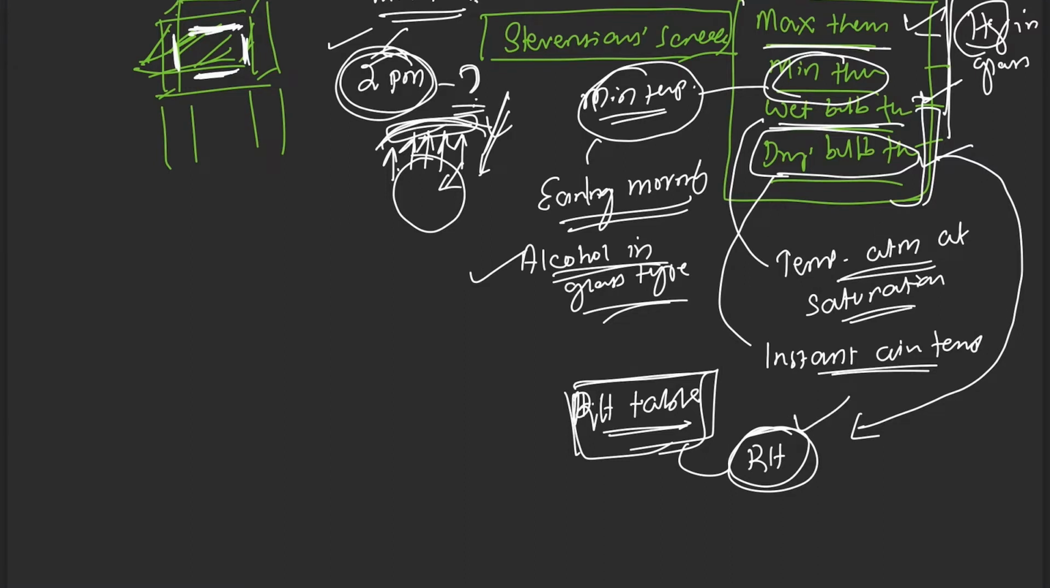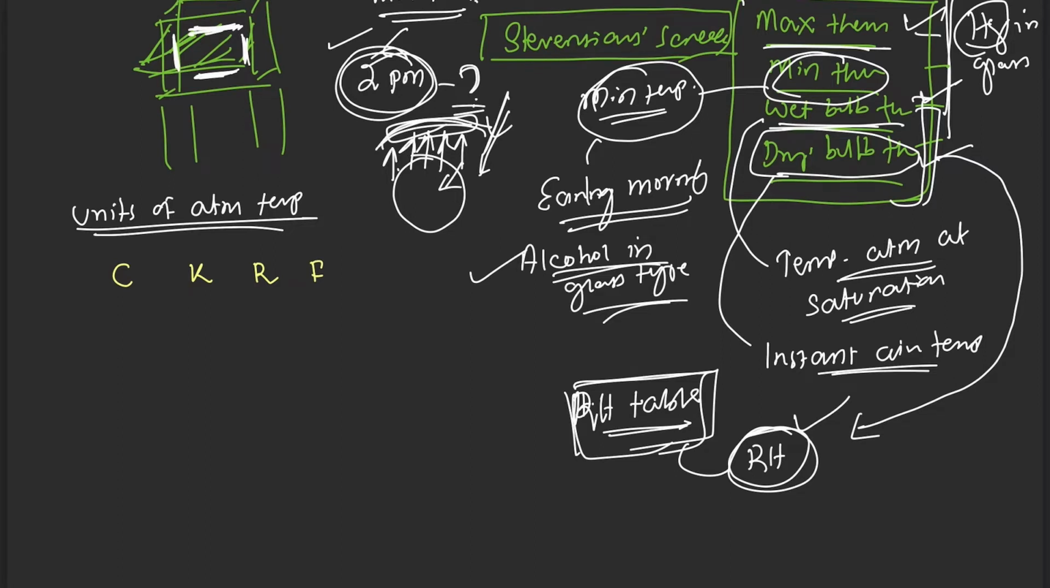There are different thermometers used in agrometeorological observatories for measuring atmospheric temperature, like the maximum thermometer, minimum thermometer, wet bulb thermometer and dry bulb thermometer. So what are the units of atmospheric temperature? They are degree Celsius, degree Kelvin, degree Reaumur, degree Fahrenheit, okay.